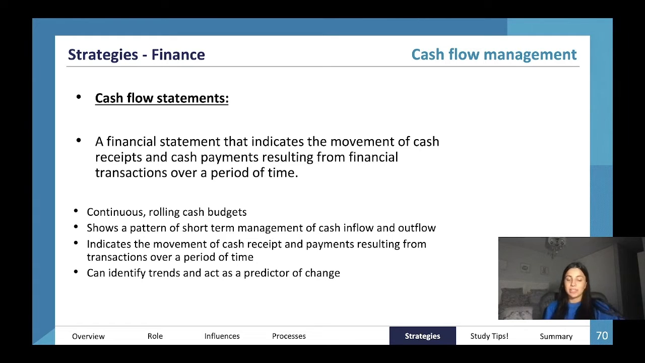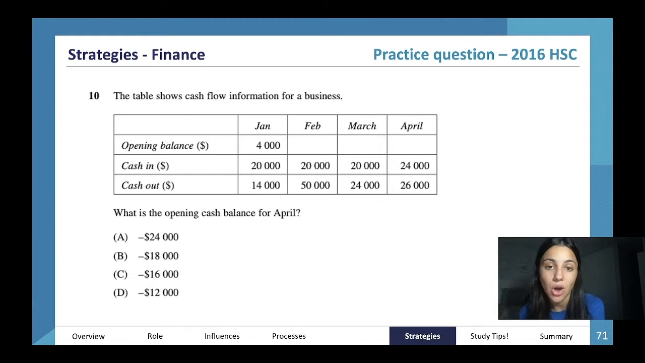It can help you identify trends and act as a predictor of change. So you can see, oh, in June, we actually have a lot of outflow. Maybe we should distribute our payments throughout the year, or start paying this fee quarterly so we don't have this massive outflow all in one month. And a lot of the time companies, because June is end of financial year, a lot of their bills will be due then, and they'll have massive outflows, so they can apply that strategy of distribution of payment to help that.